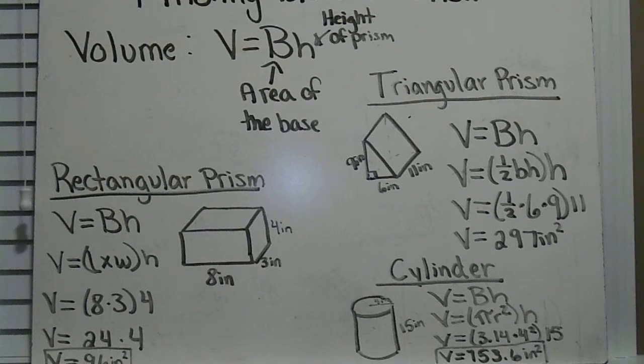This morning we are going to talk about finding volume of prisms. Volume is big B times little h. When I'm talking about volume, the big B is going to represent the area of the base.